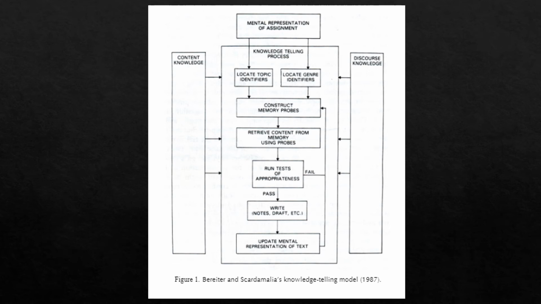So this is knowledge telling. And I want you to think as you're looking at this about how this could be modified to become knowledge transforming. So this part where it says retrieve content from memory using probes. What could that say instead of retrieve content from memory? That might be something like read something new, analyze a text, collaborate with a partner. So those kinds of things would get us from knowledge telling to knowledge transforming.